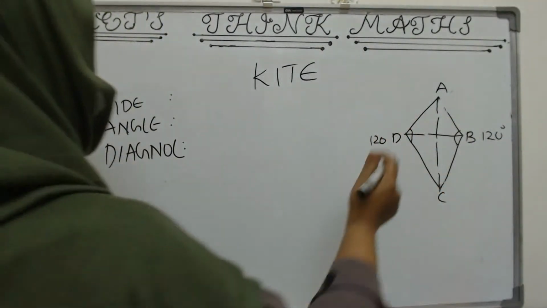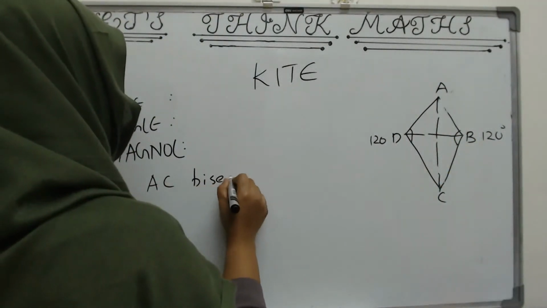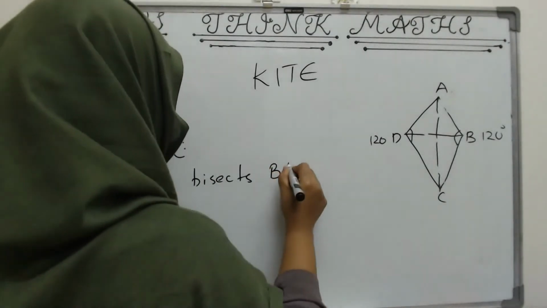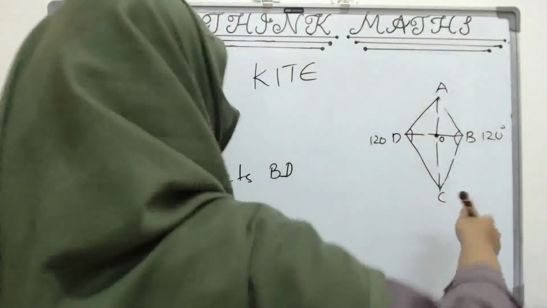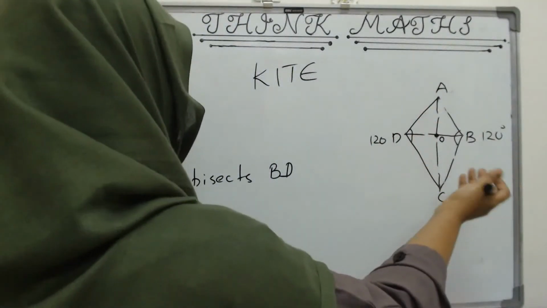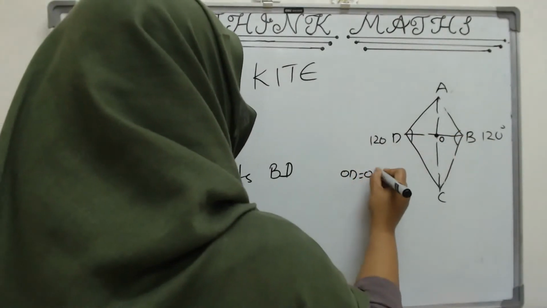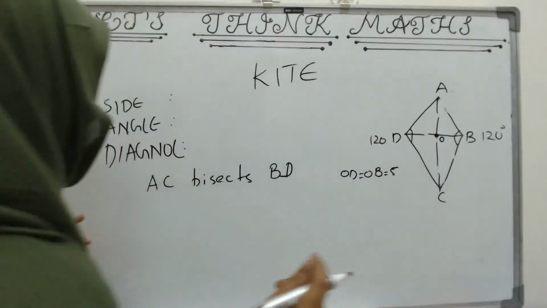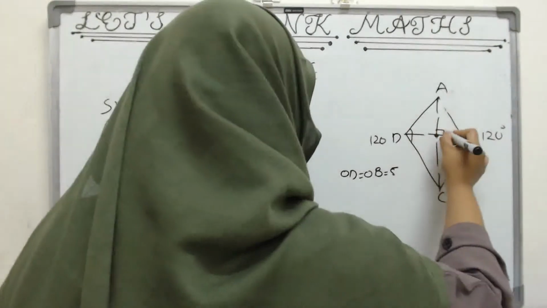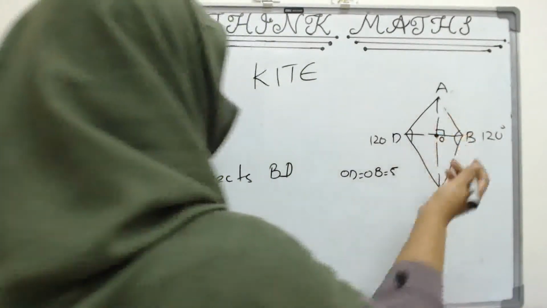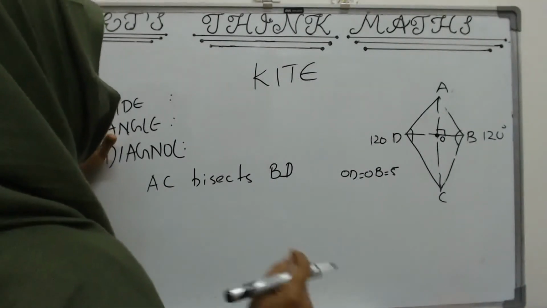And also this longer diagonal, which is AC, bisects the smaller diagonal, which is BD. And how does it bisect it? Suppose this point is O. It cuts BD into two equal parts. So if BD is say 10, then OD is equal to OB is equal to 5. Not only does it cut it into two equal parts, it cuts it perpendicularly. All of these four angles formed are 90 degrees. So that is the properties of the angles of a kite.